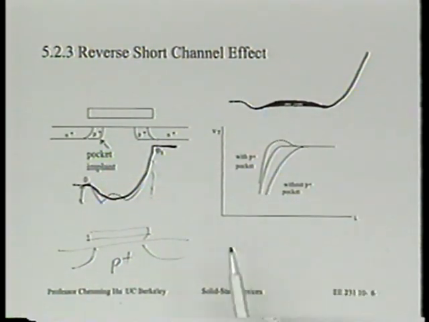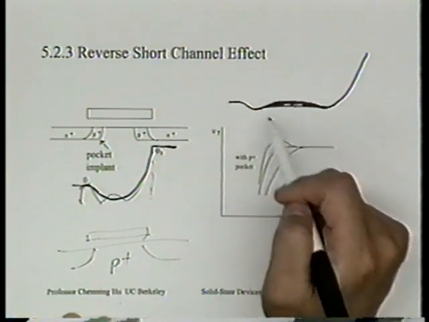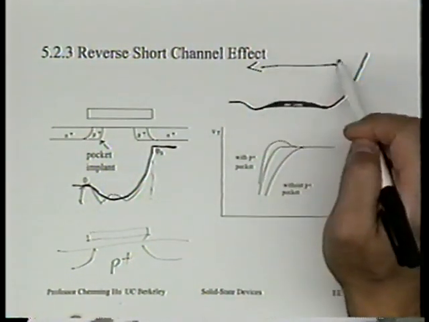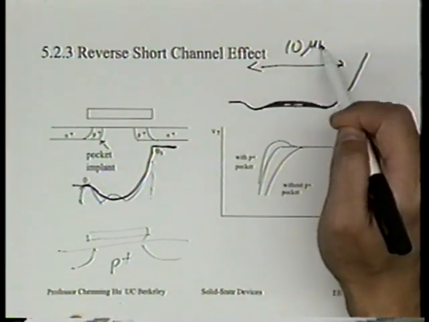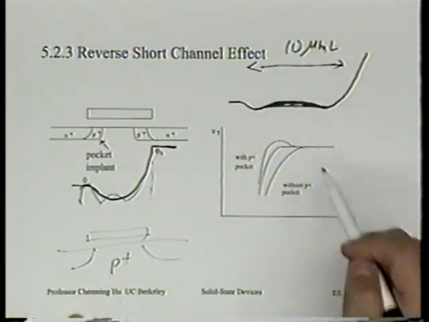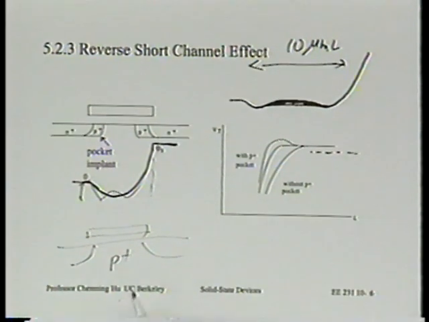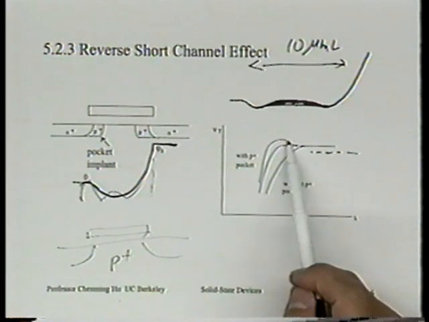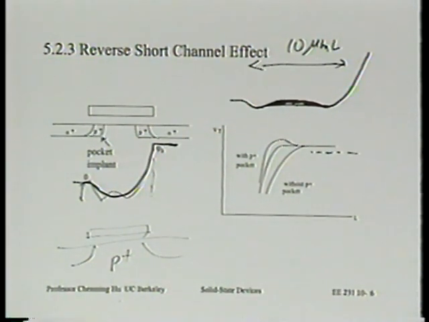But anyway, let me just say, let's take this. This, in fact, is a more intuitive picture. That is, by adding that P plus implant, even for very long L, even with 10 micron long L, you already will see a VT that's a little larger than without a pocket implant at all. That's true. Now, given that's a fact, it's up to you now to explain to me why, as you reduce this L, you will be able to get this VT to increase when the L is very small.